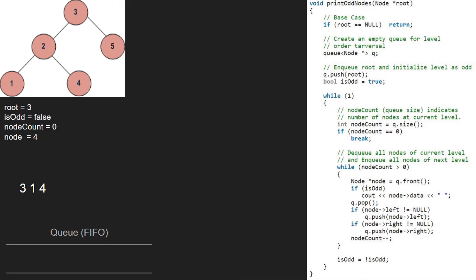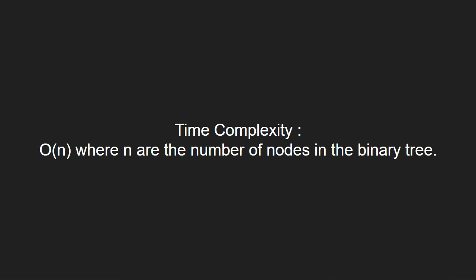Now let us have a look at the time complexity of the program. This code will run in big O of n complexity. Here n are the number of nodes in the binary tree.